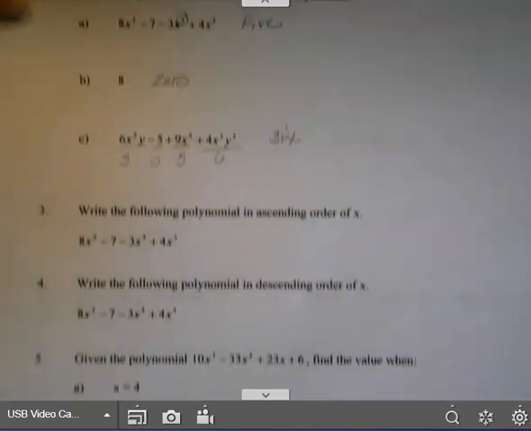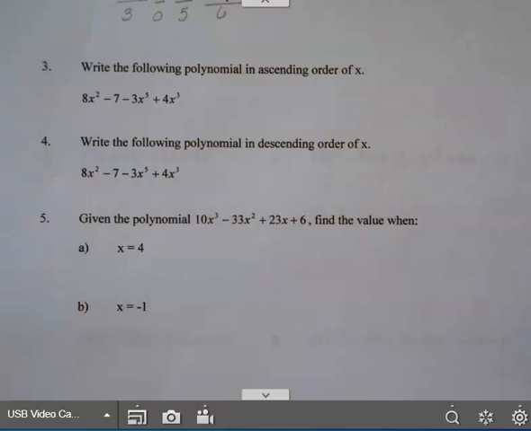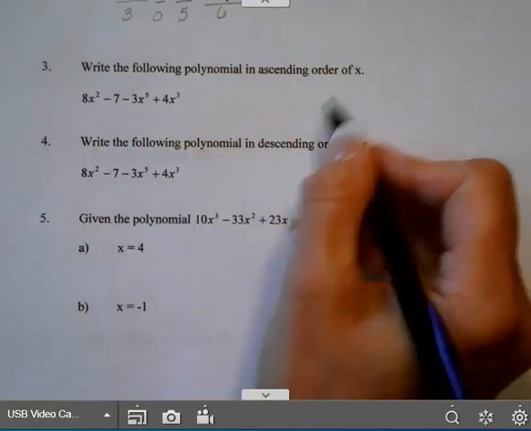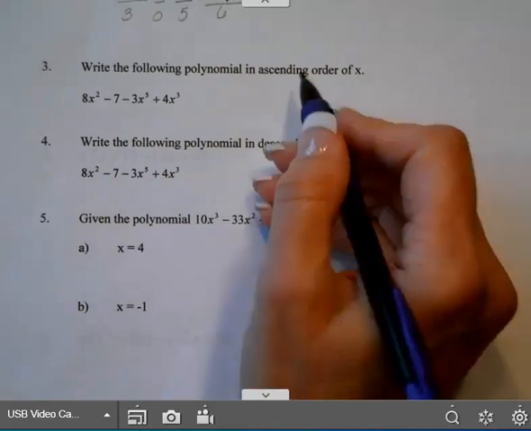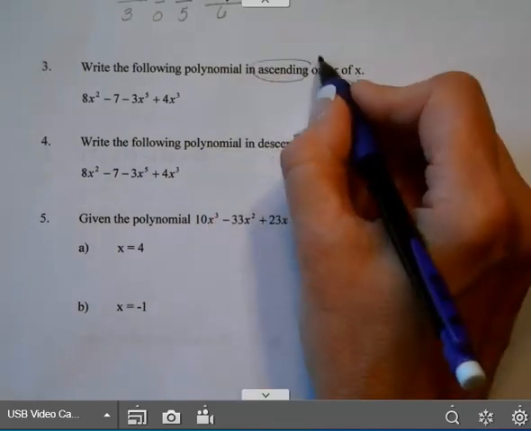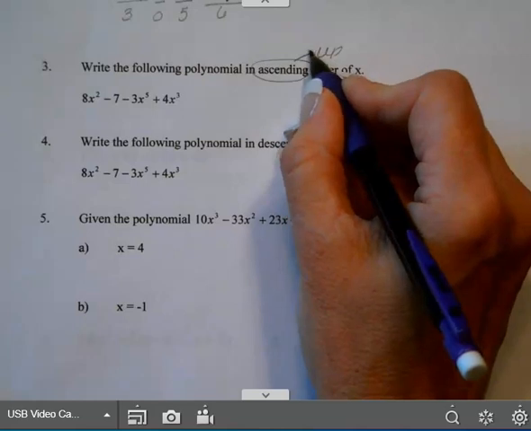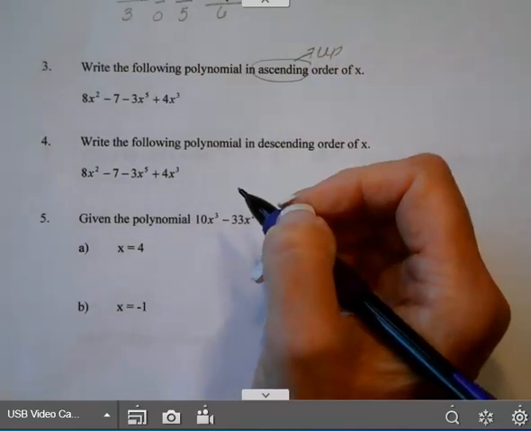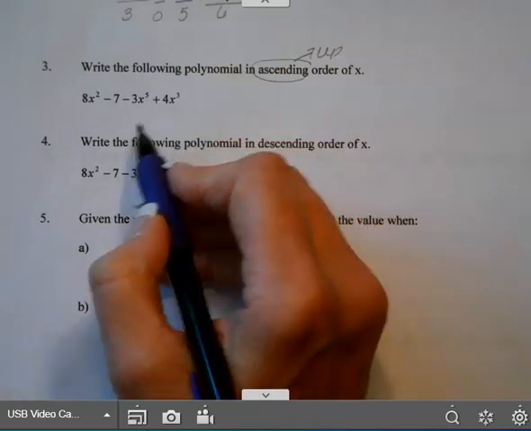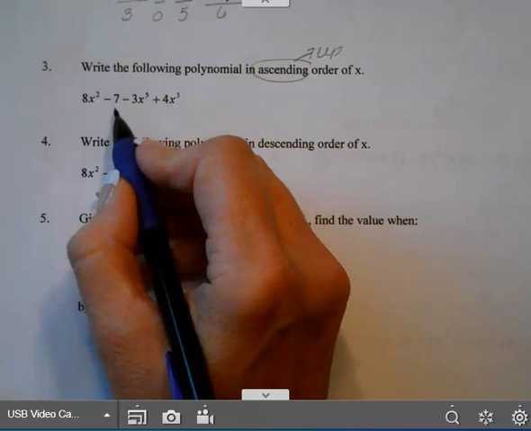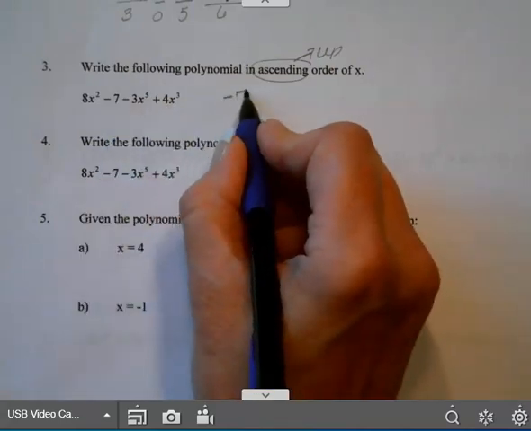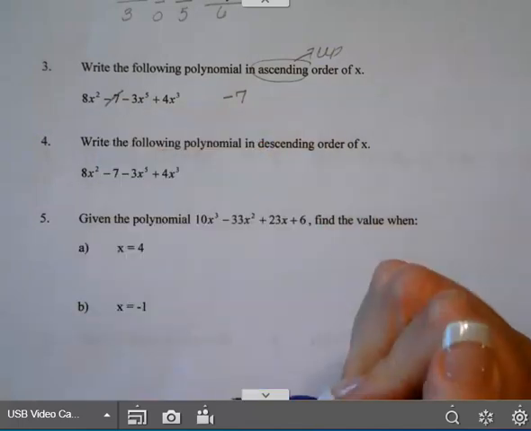For example, 3. I'm going to write these in ascending. So ascending means going up. So you're going to go smallest numbers of x's to the highest ones. And we're looking at the exponents. Negative 7 doesn't have any x's, so that's going to be my first one. Cross it off as I go.